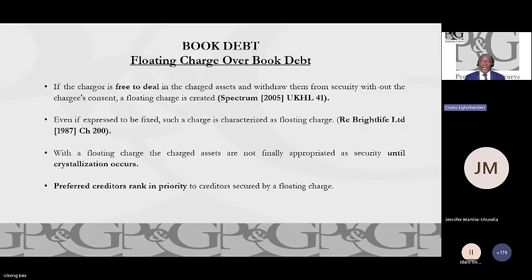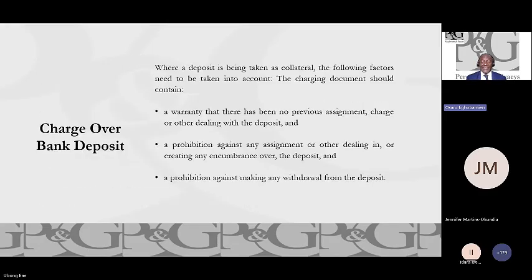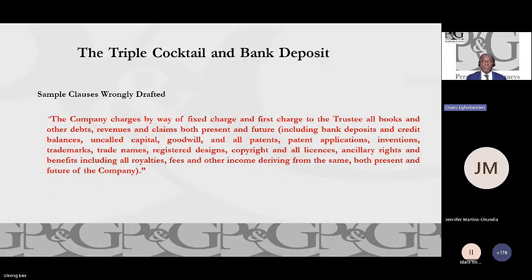Go back to a clause that I have identified, which I see in a lot of documentation on how a fixed charge was taken. Right, a triple cocktail. This is a simple clause. The company charges by way of a fixed charge, so it satisfies the first criteria in form. And first charge, it even goes to prioritize the charge. It doesn't need to, because once it's a fixed charge, it's obviously a priority as long as it's created before other charges. And first charge to the trustee, and this was to the trustee, that's a good thing, all books and other debts. So it charges a book debt and other debts, revenues and claims, both present and future.